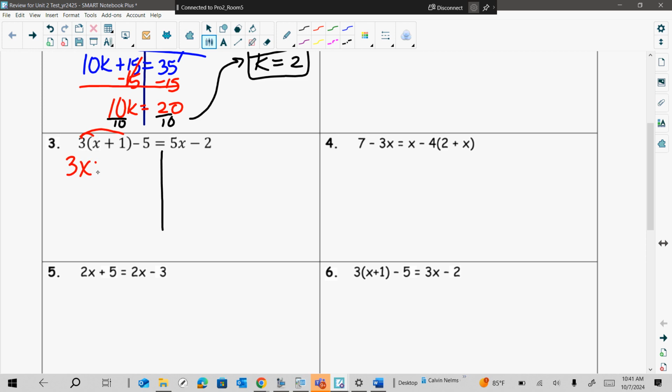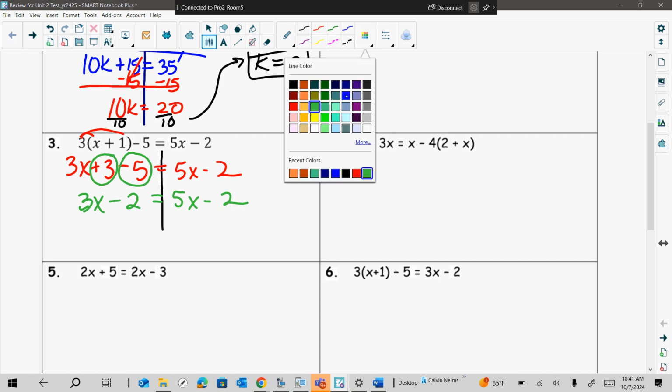So it should be 3x plus 3 minus 5 equals 5x minus 2. Do you have this done? No, I'm talking about number 3. Okay, so what are we doing now? Yeah, 3 and this negative 5 here. So when I combine them, I'm going to get 3x minus 2 equals 5x minus 2.